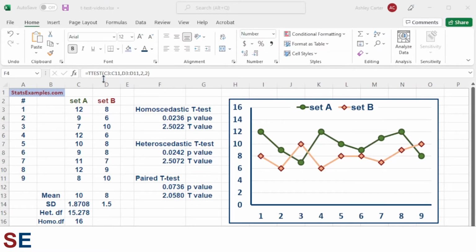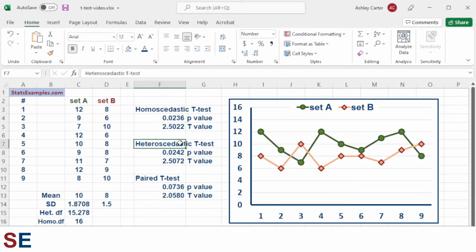Interpreting the results of our t-test for the homoscedastic test, we see that the p-value of 0.0236 indicates that the populations that these samples come from are unlikely to have the same mean. In fact, there's only a 2% chance that our samples would be this different if the populations had the same mean, so we would conclude that they have different means. That's what that p-value of 0.0236 indicates.